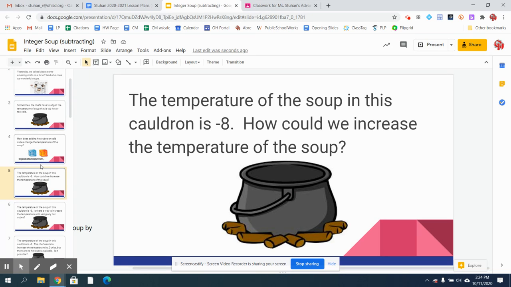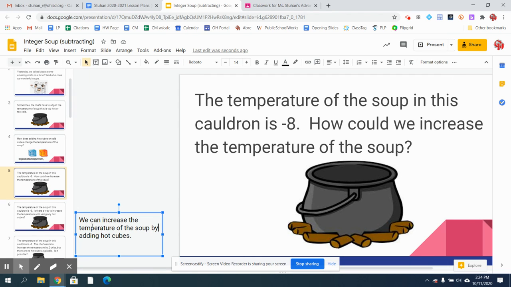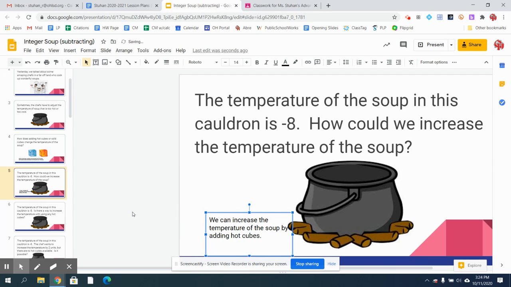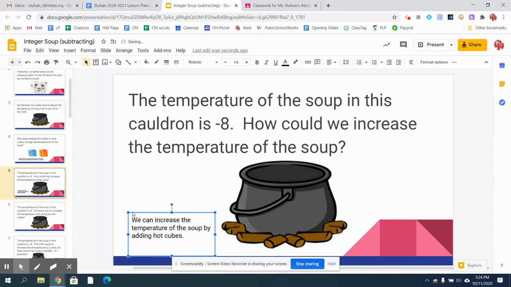The temperature of the soup in this cauldron is -8. How could we increase the temperature of the soup? Well, we can do that by adding hot cubes to the soup.